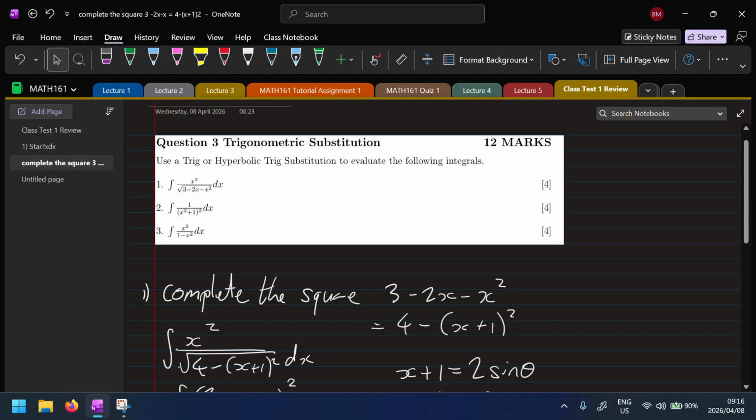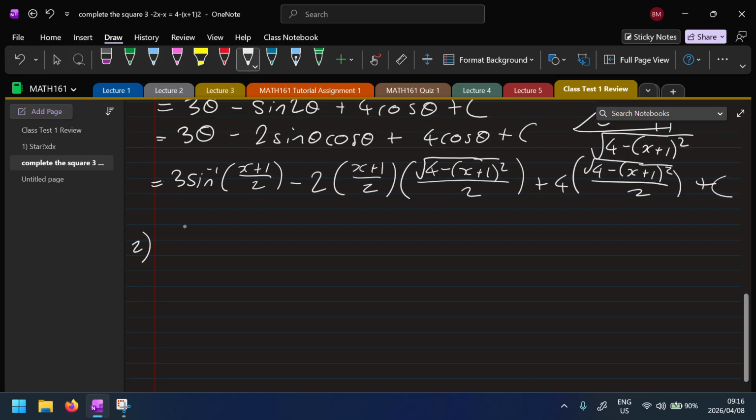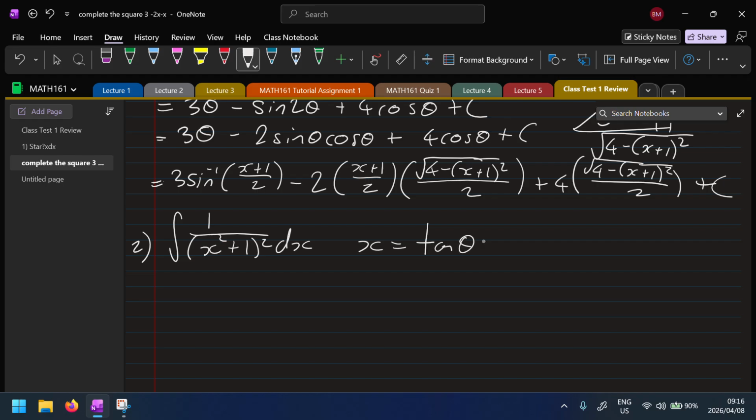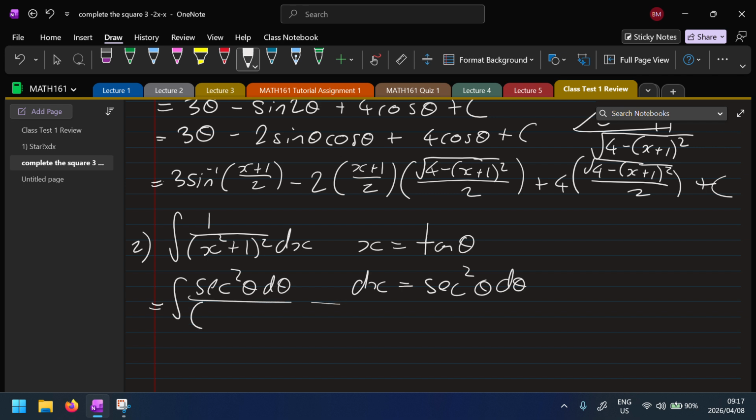So this was 1 over x squared plus 1 squared. So it was like x squared plus a squared in the bottom there. So that means we must use tan. So the derivative of tan, that's sec squared. So this will be the integral. At the top, let's put this sec squared there. In the bottom, we have x squared, so tan squared plus 1.